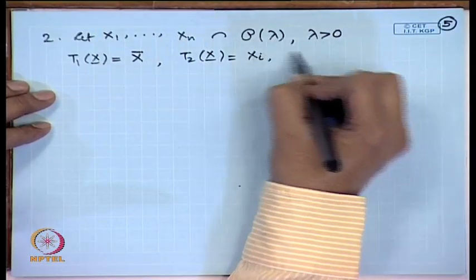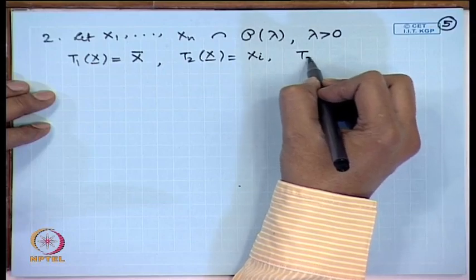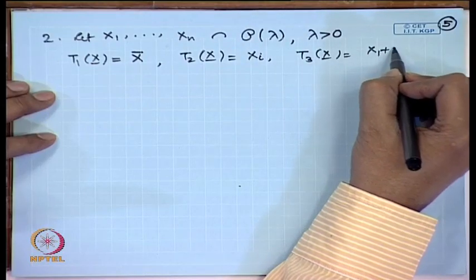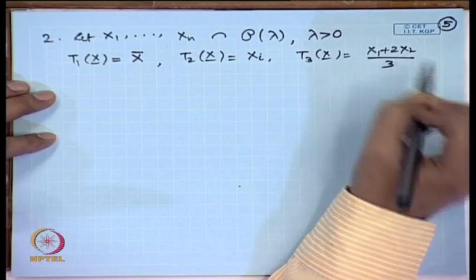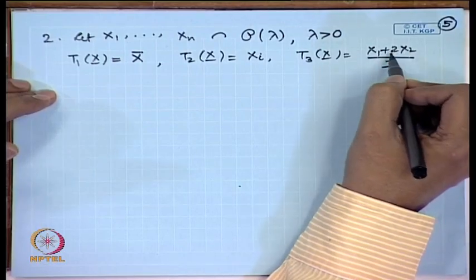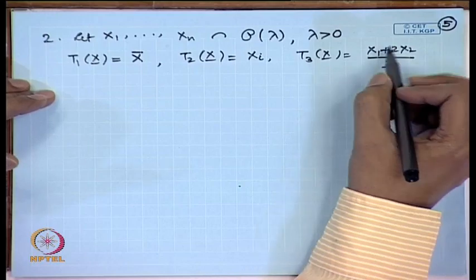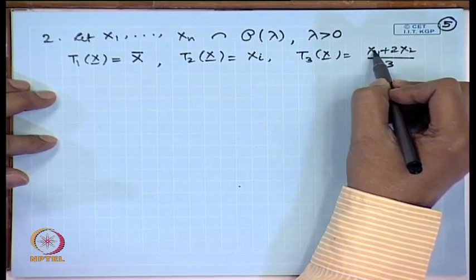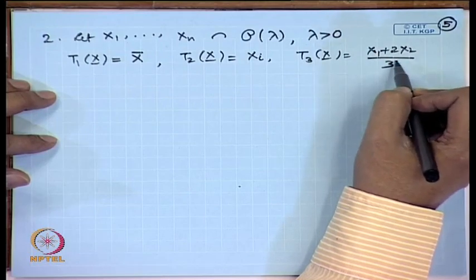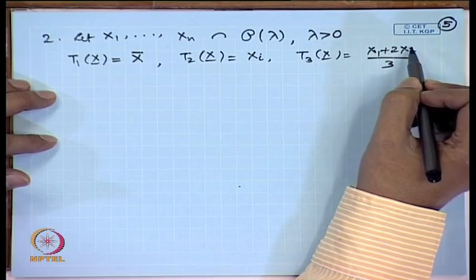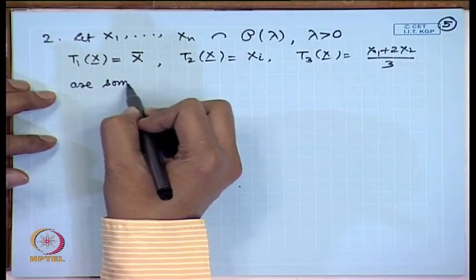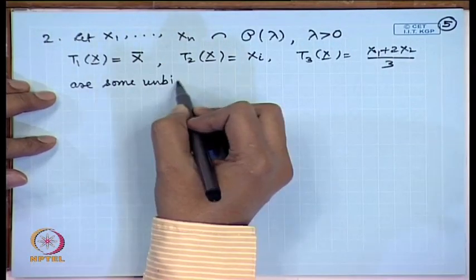However, we may even consider any of the Xi's also. We may consider say (X1 plus 2 X2) by 3. Now, this is also unbiased for lambda, because expectation of X1 is lambda, expectation of X2 is lambda. So, it becomes lambda plus 2 lambda, that is 3 lambda by 3, that is equal to lambda. So, these are some unbiased estimators.